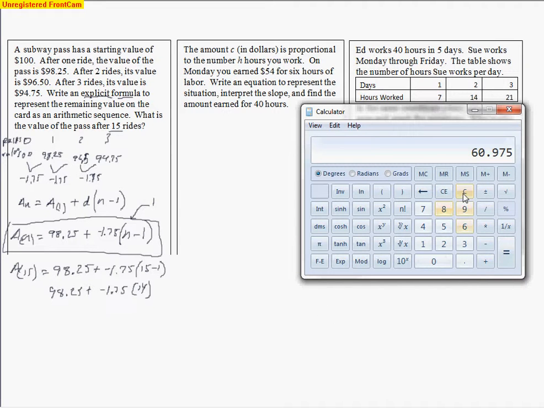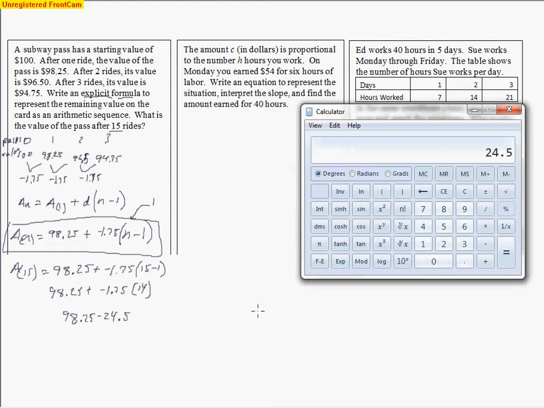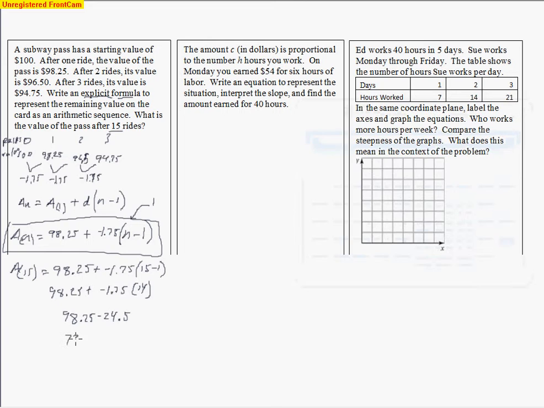So we'll go ahead and do 1.75, and we're going to multiply that by 14, and that gives us 24.5. So negative 24.5 is what we have to take away from 98.25. So we'll go ahead and do that subtraction. 98.25 minus 24.5 gives me 73.75. So $73.75 is the amount left over after 15 rides.